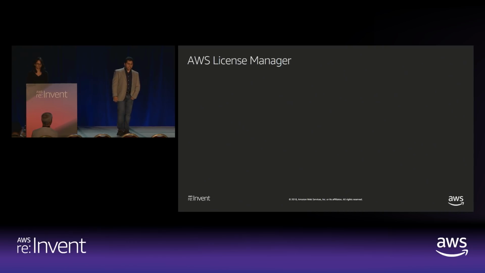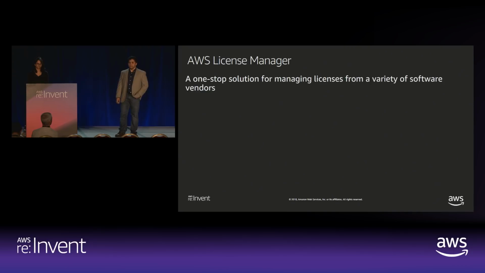So here is our new service, AWS License Manager. This is a one-stop solution for managing licenses from a variety of software vendors, such as Microsoft, Oracle, IBM, SAP, and others. With AWS License Manager, you can easily bring your existing licenses to AWS, remain compliant based on your license terms, and benefit from the existing investments in enterprise agreements.